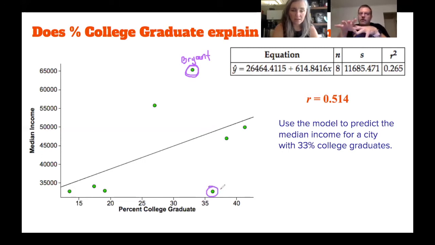They have a lot of college graduates because there are two universities in Arkadelphia. But if you're familiar with the Arkadelphia area, there's not a lot of job opportunity. People who live in Bryant tend to drive to Little Rock or have businesses. There are some companies in that area.